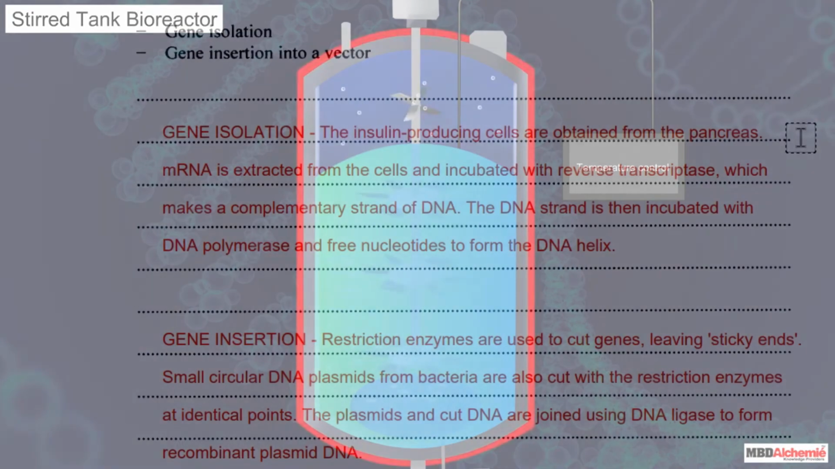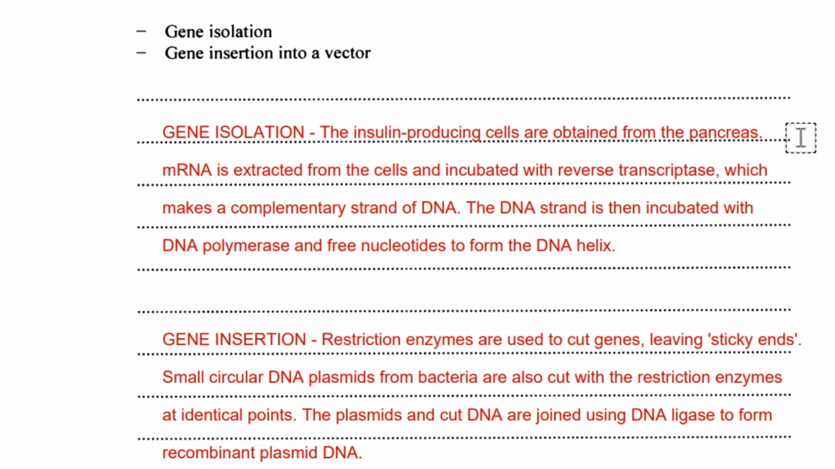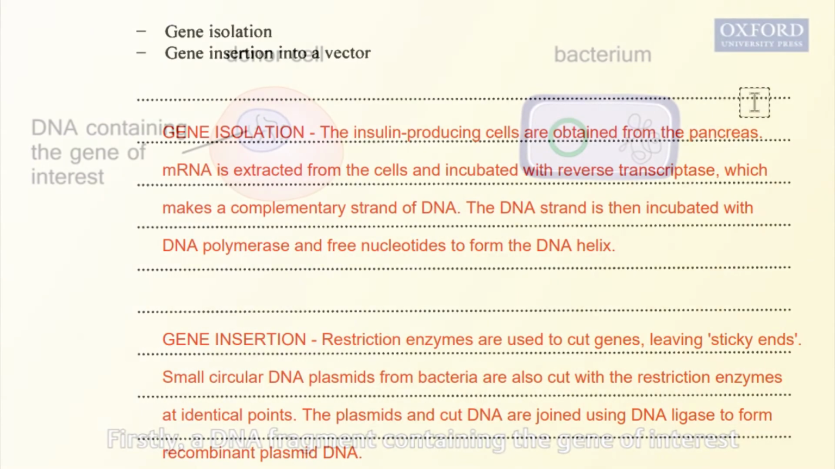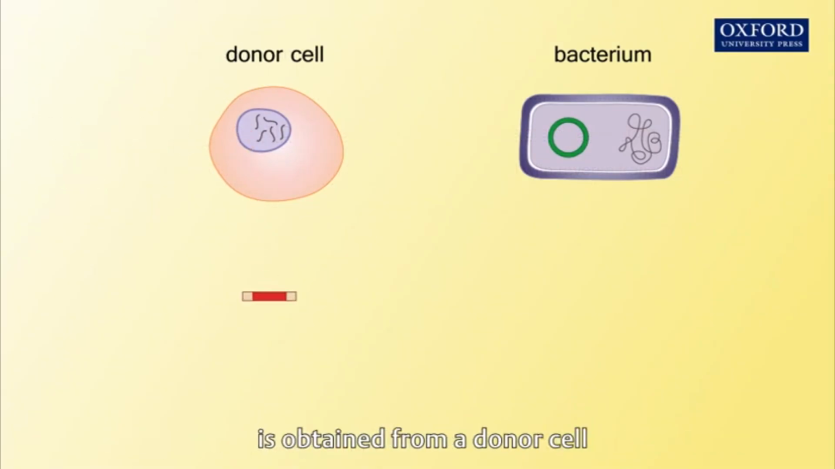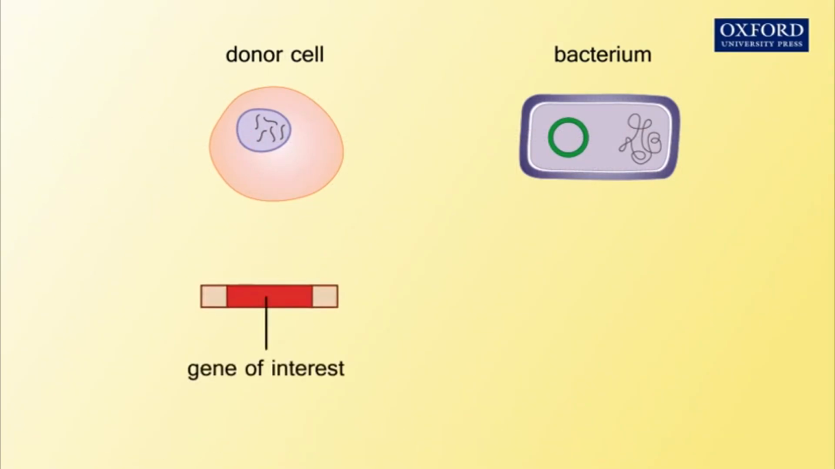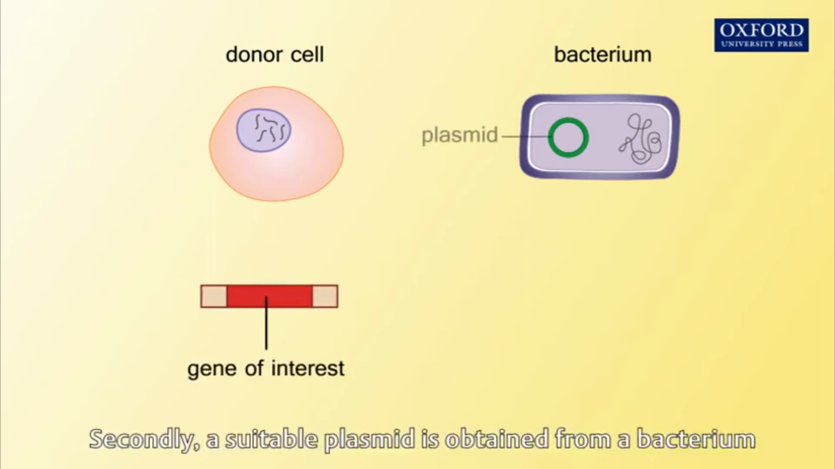Now, how you do this is that you would have to take the insulin-producing cells from the human pancreas, and you would need to somehow get that DNA, isolate that gene, wherever the gene that tells the body to produce insulin, and put that into E. coli bacteria. So how that is done is that mRNA, messenger RNA, is extracted from the cells.